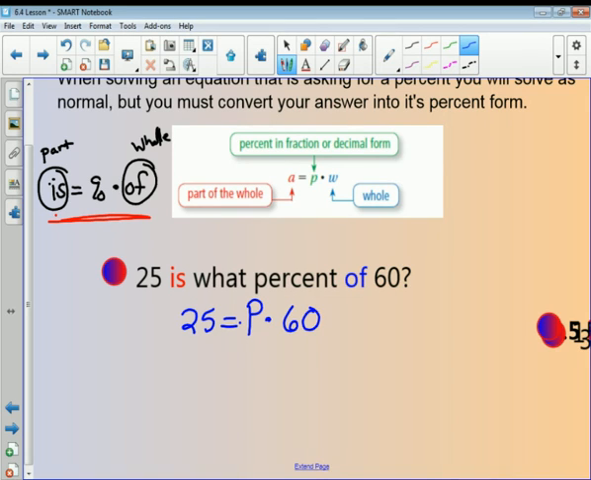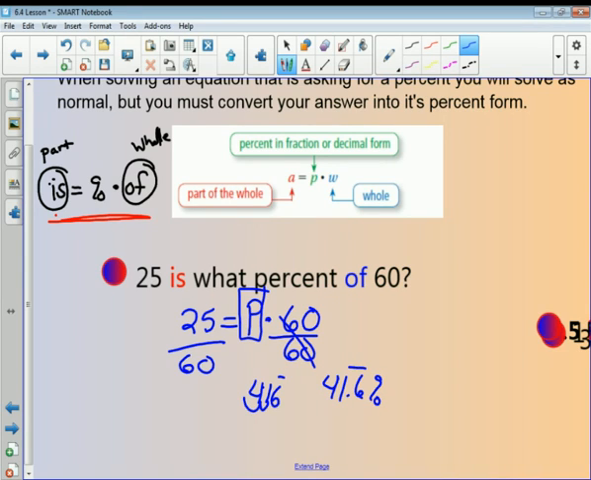Okay, so you should have ended up with 25 equals P times 60. We want to get the P by itself, so we're going to divide by 60. So we've got 25 divided by 60, which gives me 0.41666666. If we go two places, it is 41.6%, and that's a repeating 6.